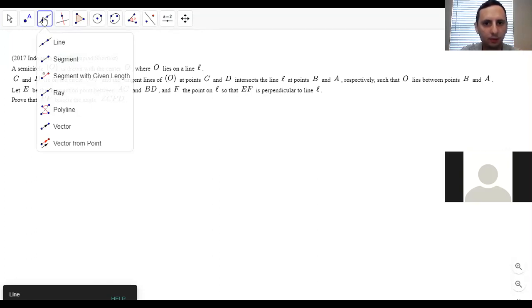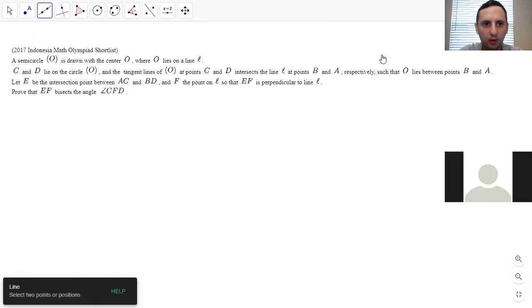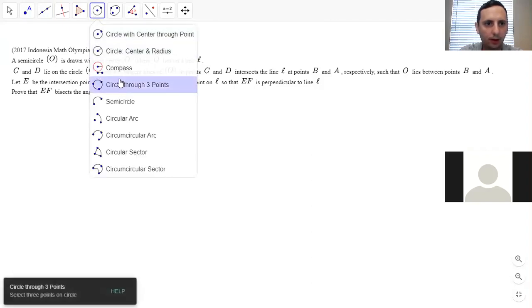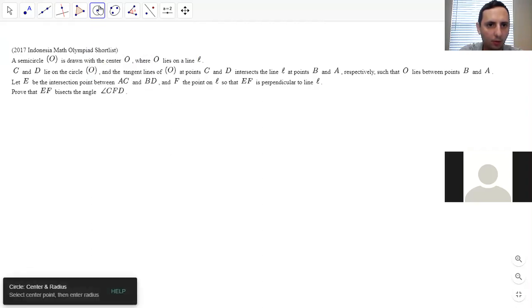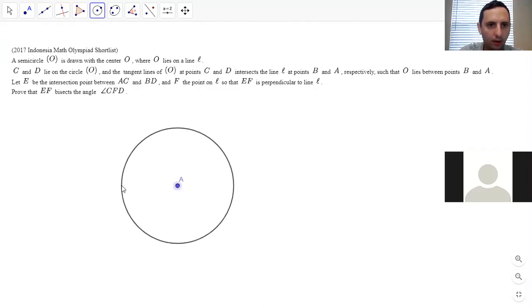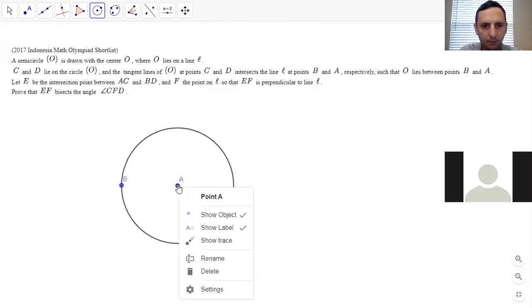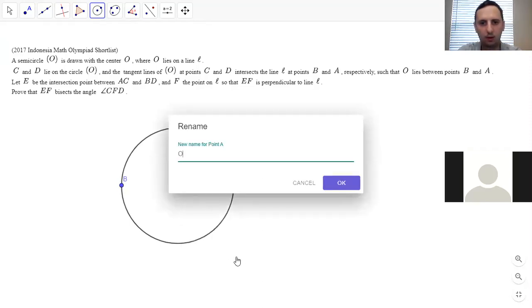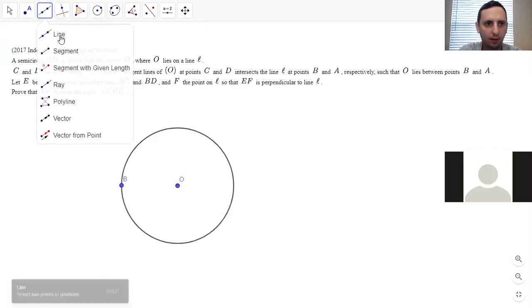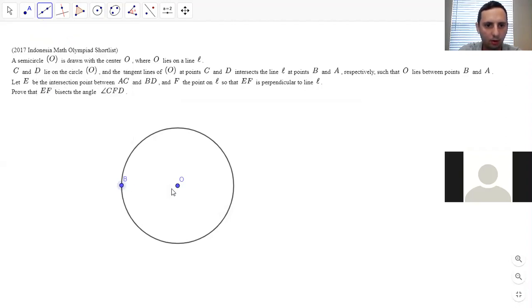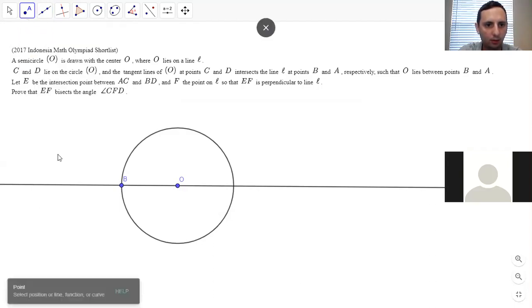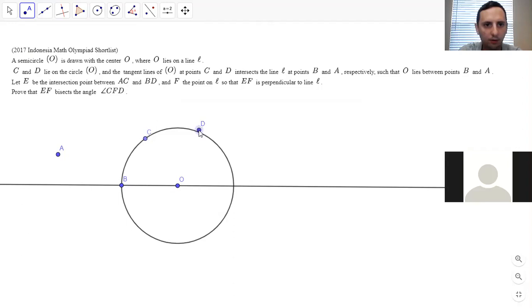So we have a semicircle with center O, and O lies on a line L. I'm gonna draw the whole circle just because why not? So O is the center, and then it lies on a certain line L. I'll just say this is line L. And then we have points C and D. So C and D are on the circle, and we draw the tangents at C and D.